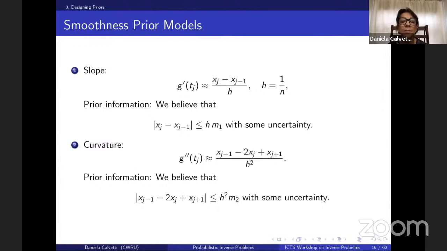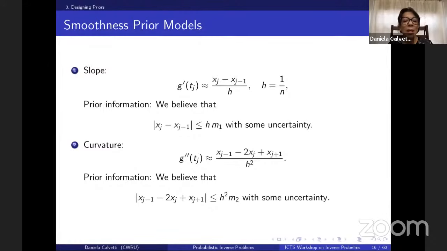And I say that the absolute value of the slope is less than or equal to m1. And I express it now as something that I say about the values of my signal. So I say that the difference between xj and xj minus 1, adjacent values of my signal, in absolute value is less than or equal to h times m1. But right now I'm saying with some uncertainty.